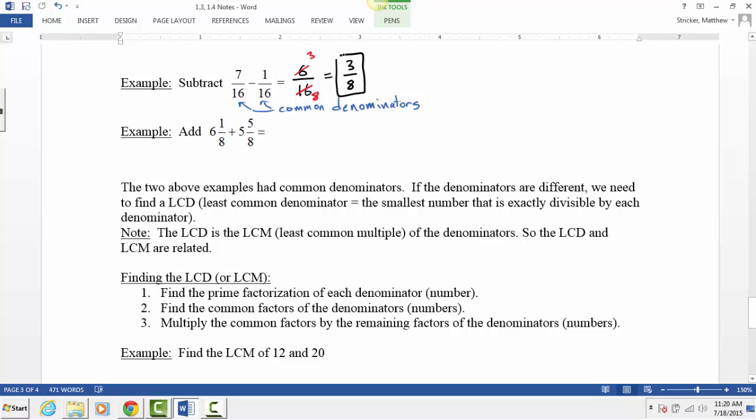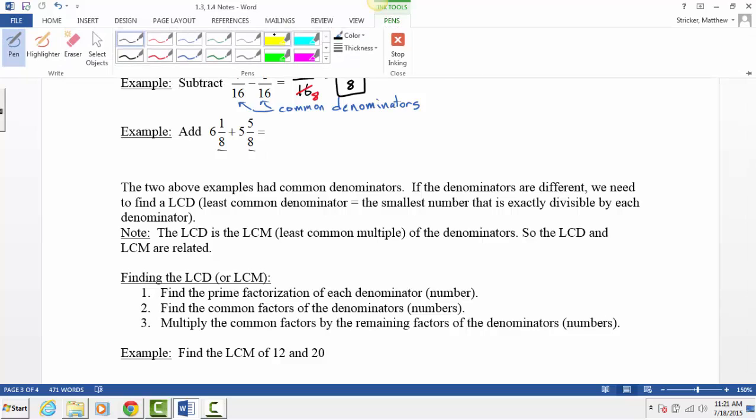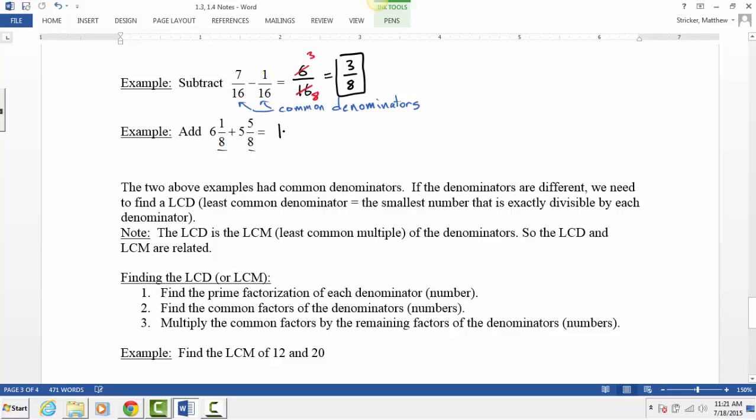And the same thing holds with mixed numbers. If I go ahead and add and subtract them, I need the fraction part to have a common denominator, which you'll notice again here that these are the same. So when you add or subtract mixed numbers, you add or subtract the whole number part. 5 plus 6 is 11.